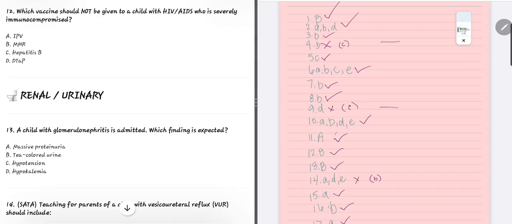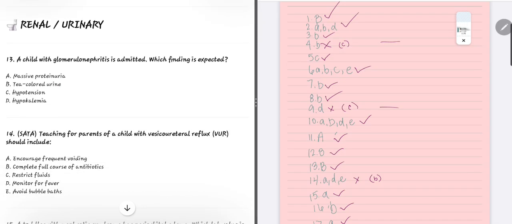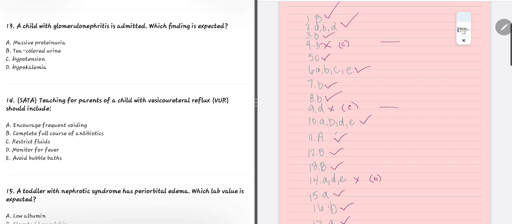13 is tea-colored urine. 14 is A, B. So this is with vesicoureteral reflux. I wasn't sure if you take antibiotics for that, but I suppose you do. So you are going to do the frequent voiding, the complete full course of antibiotics, monitor for fever, and avoid bubble baths. Okay.